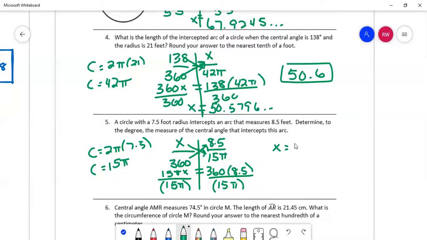and I get 64.935, dot, dot, dot. Determine to the nearest degree: 64. This 9 tells me 65 degrees.